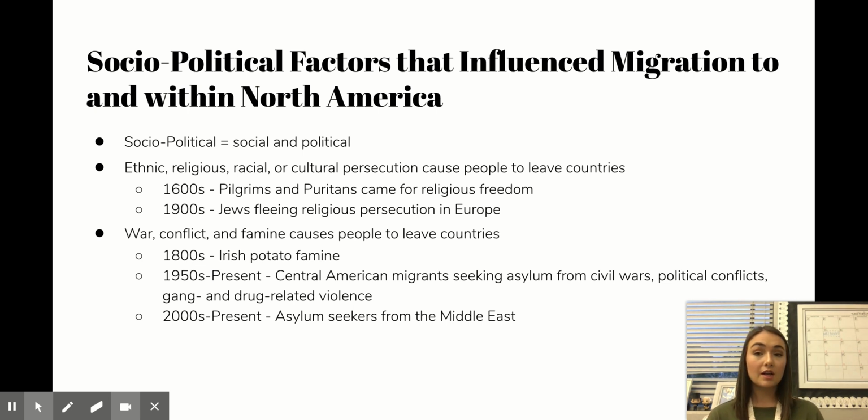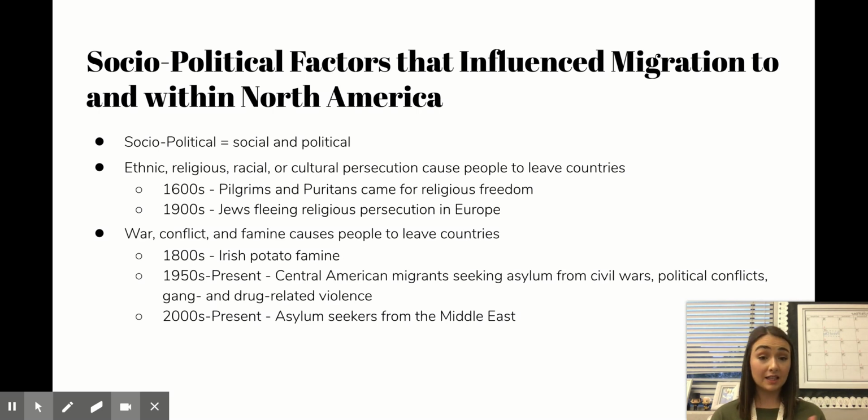Another socio-political factor that influences migration is war, conflict, and famine. Those cause people to leave countries and go somewhere else where there's less conflict and more peace, more resources. In the 1800s, we get an influx of Irish immigrants. Millions of Irish immigrants come to North America because of the potato famine that they were experiencing.